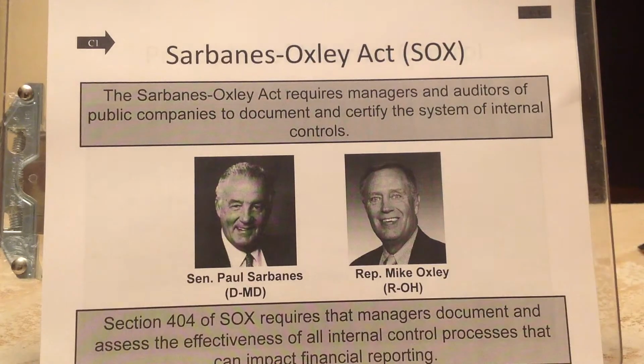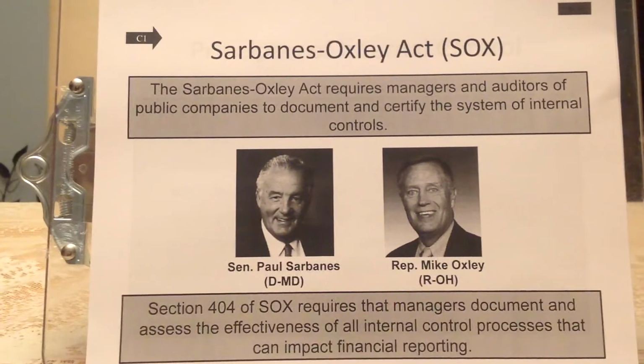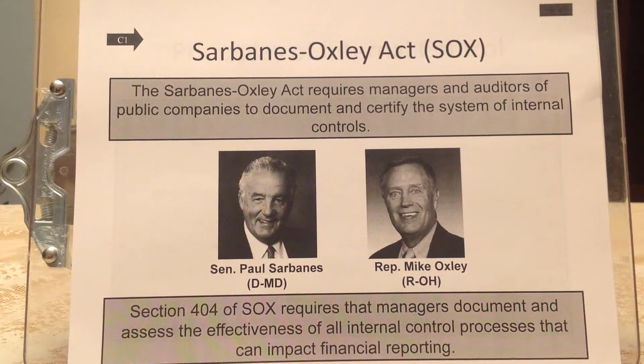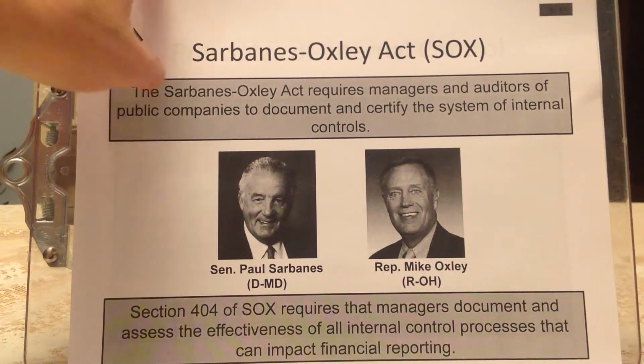The Sarbanes-Oxley Act requires managers and auditors of public companies to document and certify the system of internal controls. Section 404 of SOX requires that managers document and assess the effectiveness of all internal control processes that can impact financial reporting. This happened because of all the issues we had when people did audits and didn't find all the issues that were happening in these public companies. Then the Sarbanes-Oxley Act came into play.